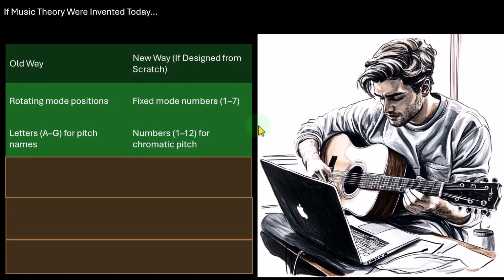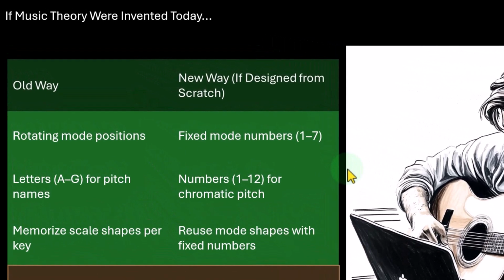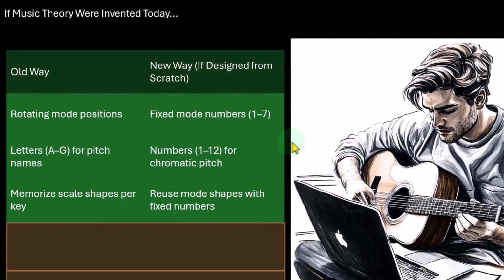intervals. Letters A through G, we did the same thing with the letters. I'm not going to give everybody two names. They all have one name, and I would like that name to be a number. They're all even, and then I can count with them and look at distances with simple math. Memorize scale shapes per key. Reuse mode shapes with fixed numbers.